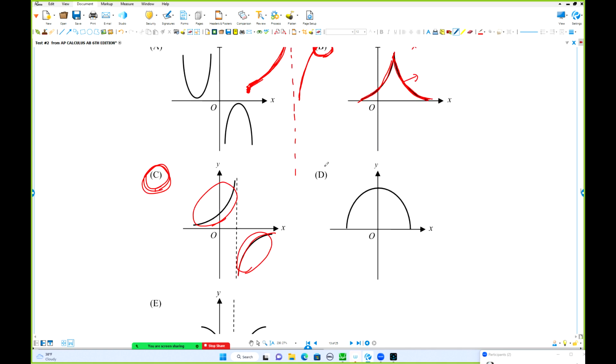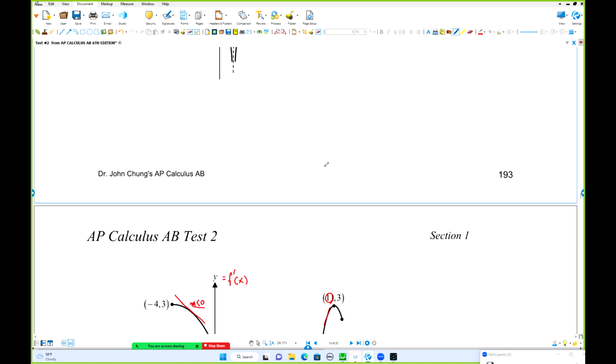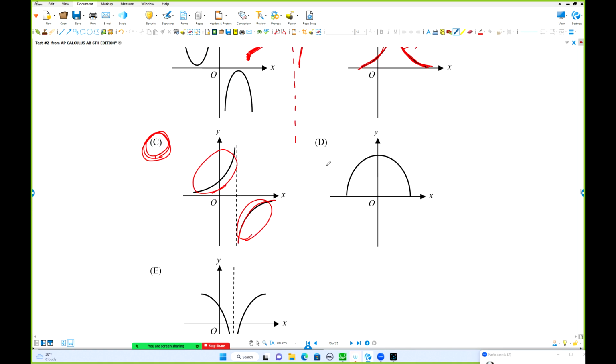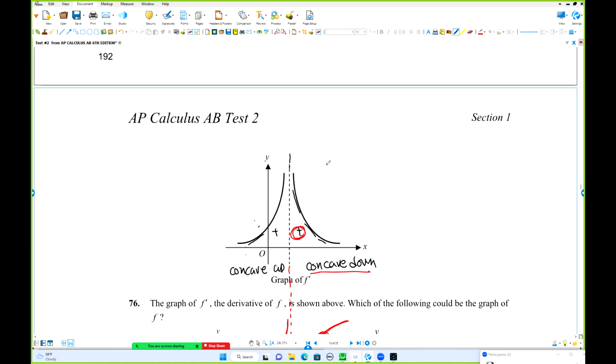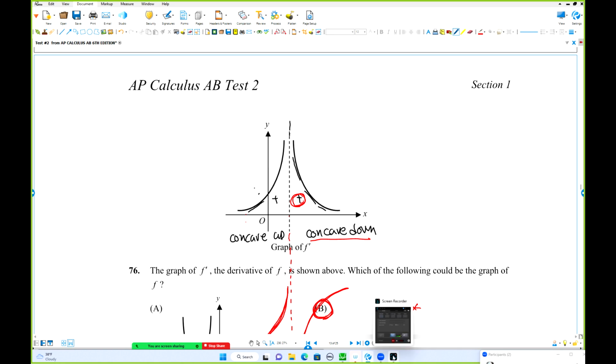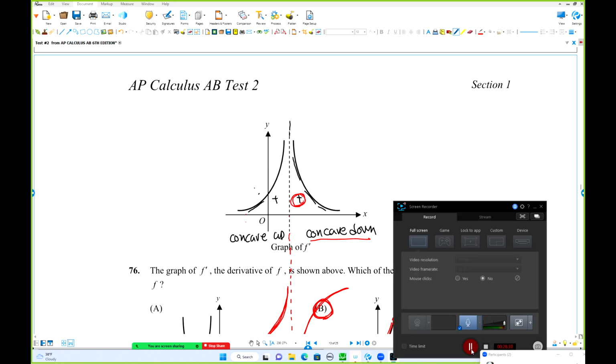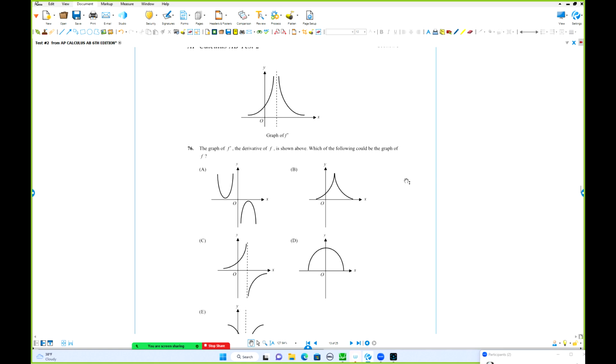Oops, this one, we did this one last time. This is last time's. That is number 76, okay? All right. We have a graph of f prime, that is the derivative function, the graph of the first derivative. Which of the following could be the graph of f?